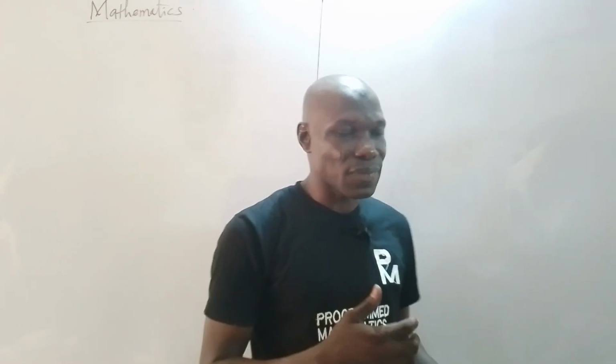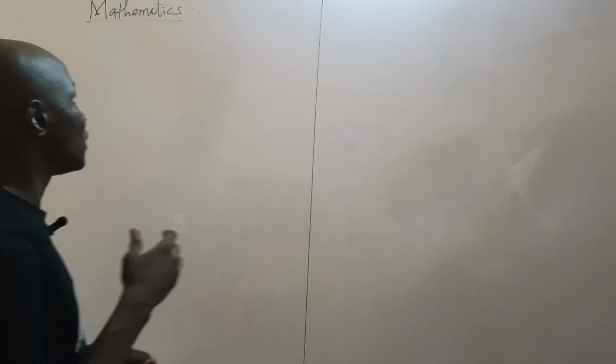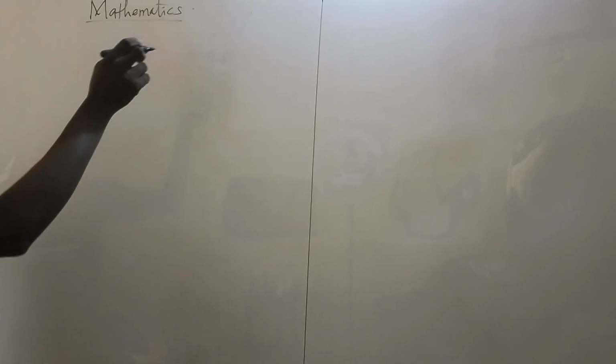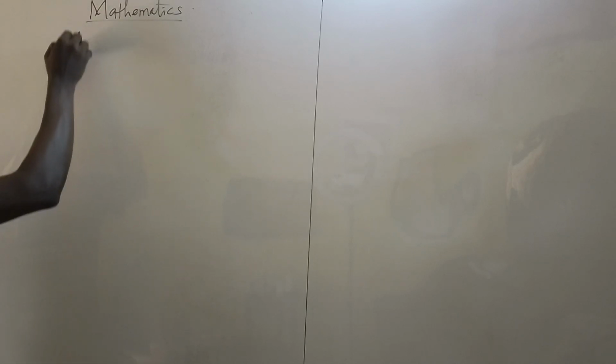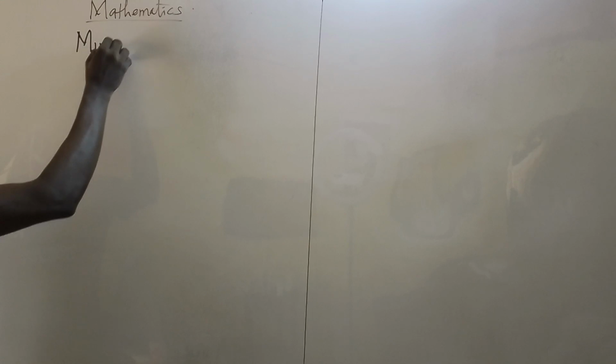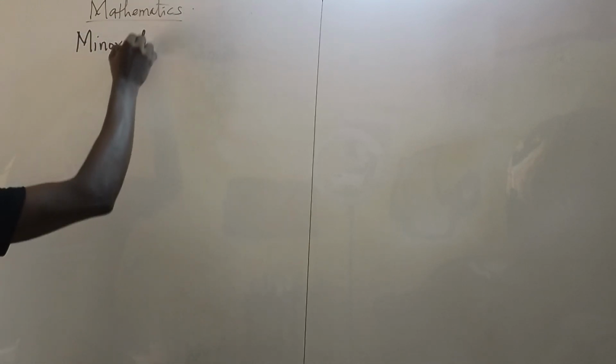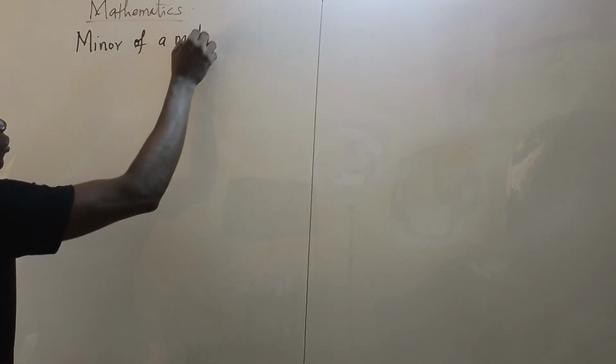Okay, so in the last video I explained the determinants of a 2 by 2 matrix. In this video I'm going to be explaining the determinant of a 3 by 3 matrix. Before the determinant of a 3 by 3 matrix, you need to understand what is meant by the minor of a matrix. So we start with this, the minor of a matrix.